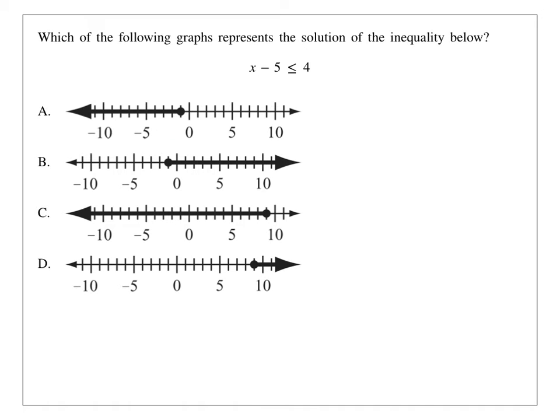Which of the following graphs represents the solution to the inequality? Again, we need to solve here, so I'm going to add 5 to both sides. And I get x, and I'm being careful with my signs, less than or equal to, because look at the choices they're giving me. -1 or 9. Which one of those should it be on the number line? Watching my signs, because I added 5 to both sides, x is less than or equal to 9. So it's between choice C and D. Because it's less than or equal to, I'm going with C.